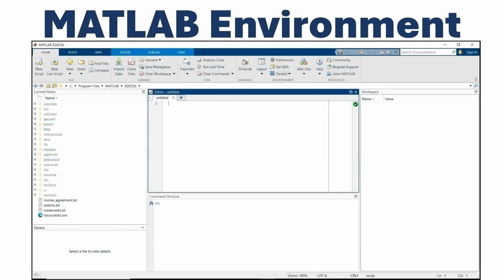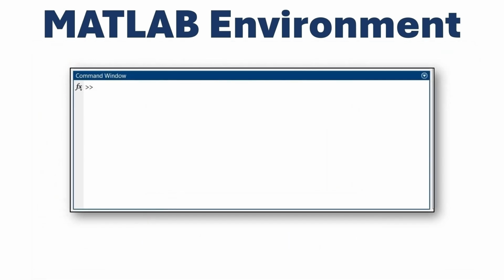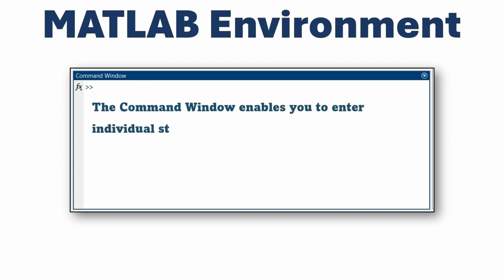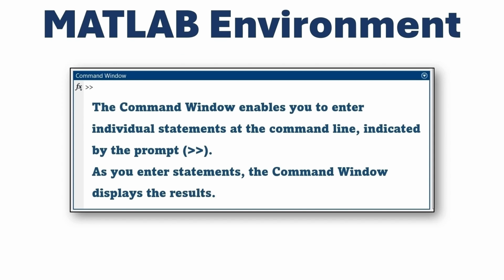Now, let's see them one by one. Once we open MATLAB, this is how the MATLAB environment looks. There are different windows and we will see them one by one. The first one is the command window. The command window enables you to enter individual statements at the command line indicated by the prompt. As you enter the statement, the command window displays the results. So if you want to create any variable, just write that variable, assign the value, and just press enter.